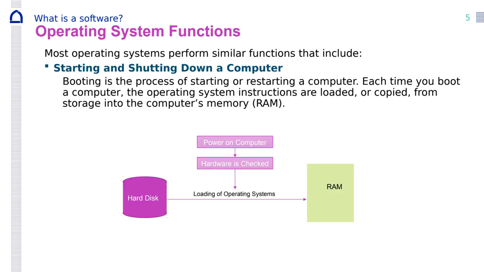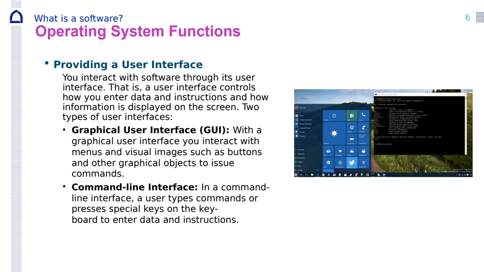What are the functions of operating system? Give me some examples. Starting and shutting down a computer. This is a function. Providing a user interface, and there are different types of user interface. What are they? What do we call the graphic user interface? Show abbreviation.